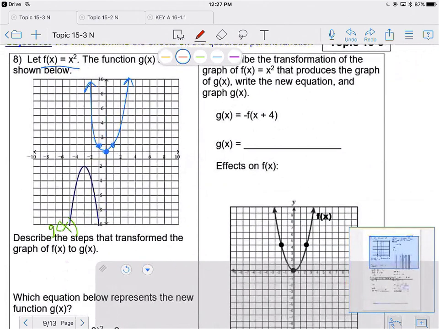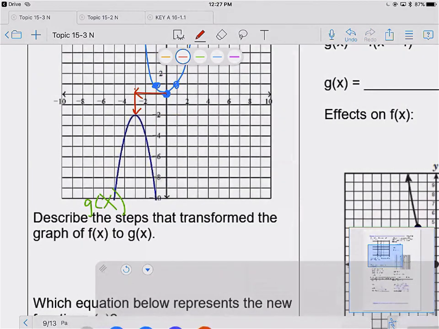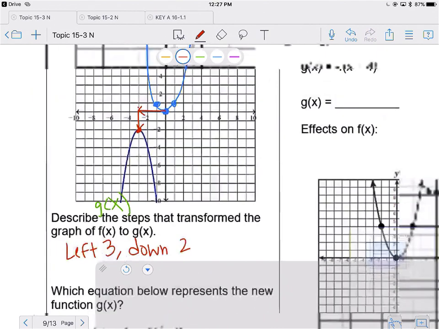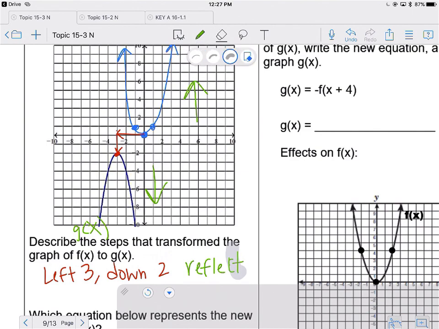Now the transformations that happened, I'm going from this vertex to this vertex. I can see that my vertex moved to the left 3. My vertex went down 2, so now I'm here. My graph was up here, but now it's down here, so it reflected. And the only other thing it could do is stretch or shrink, so let's check that.